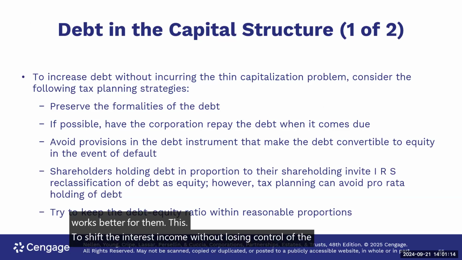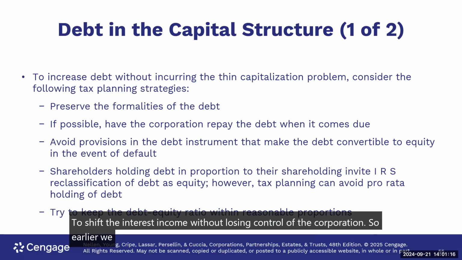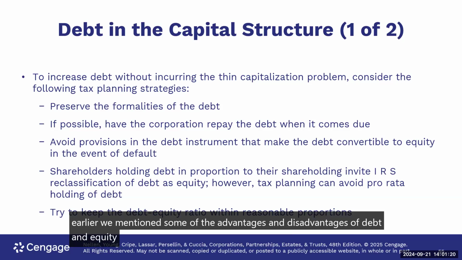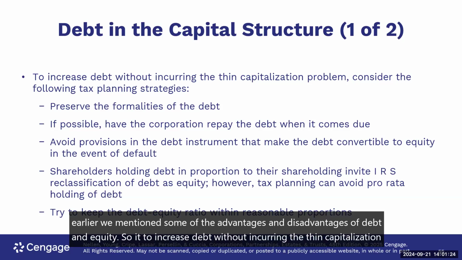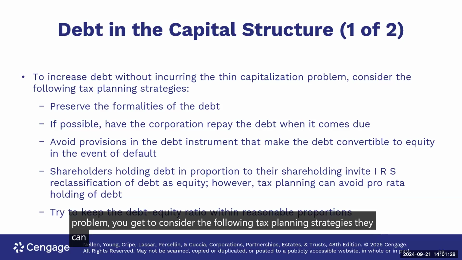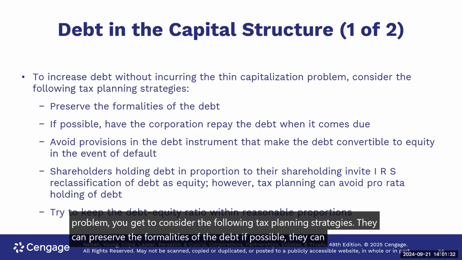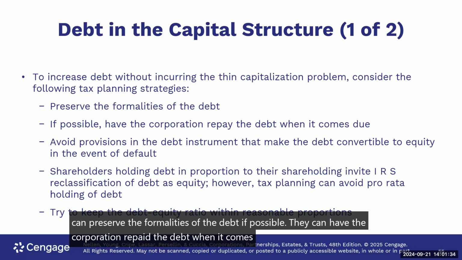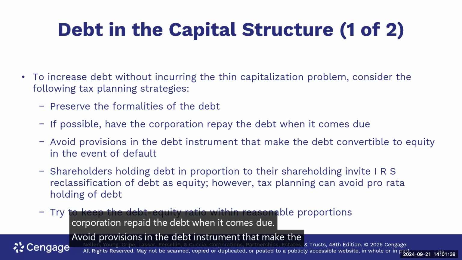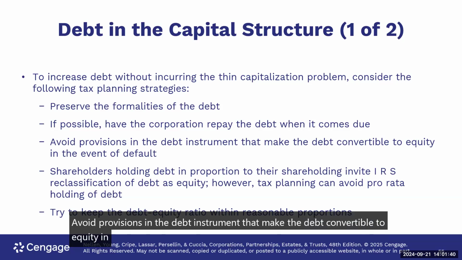Earlier we mentioned some of the advantages and disadvantages of debt and equity. To increase debt without incurring the thin capitalization problem, you should consider the following tax planning strategies. They can preserve the formalities of the debt. If possible, they can have the corporation repay the debt when it comes due. Avoid provisions in the debt instrument that make the debt convertible to equity in the event of a default.